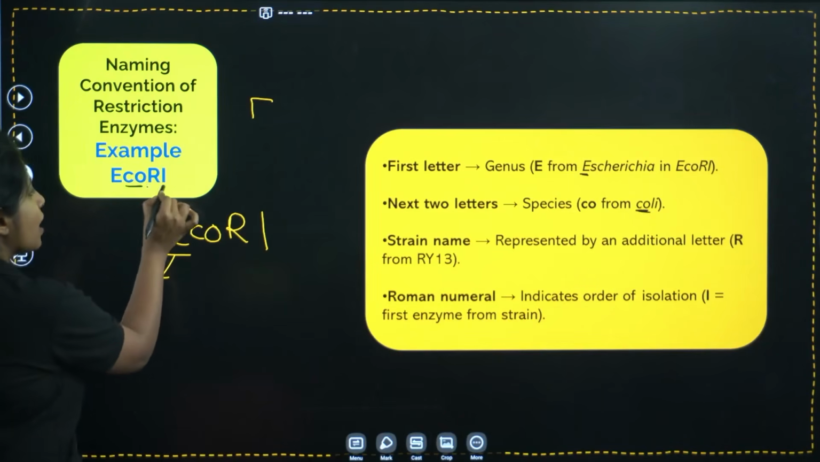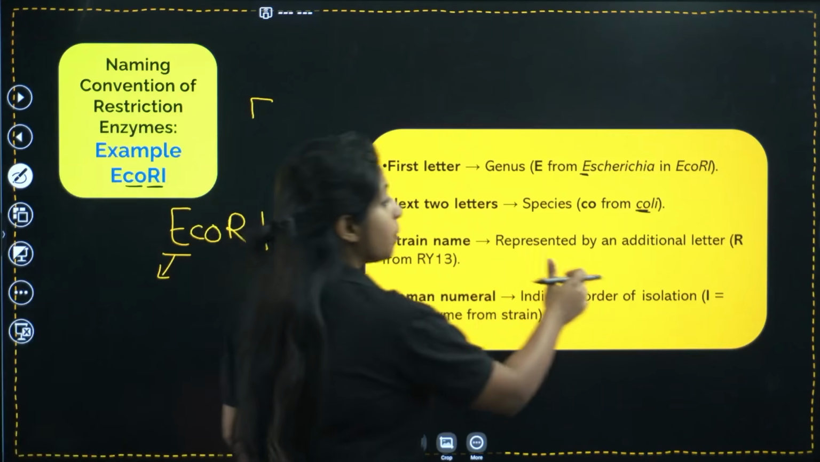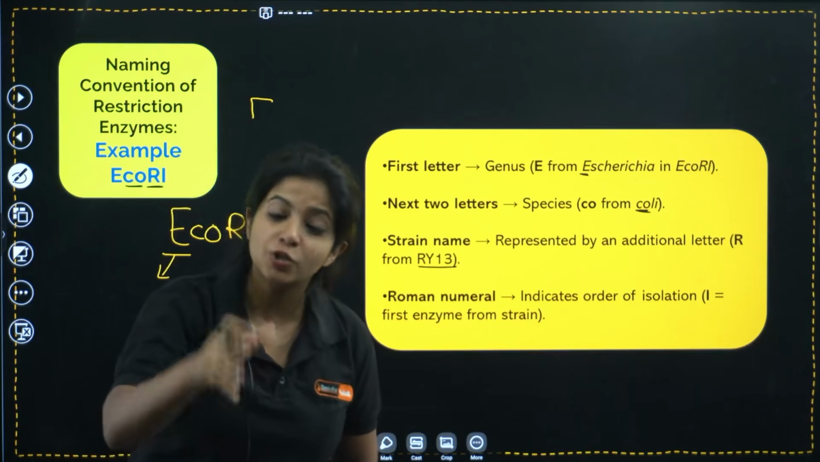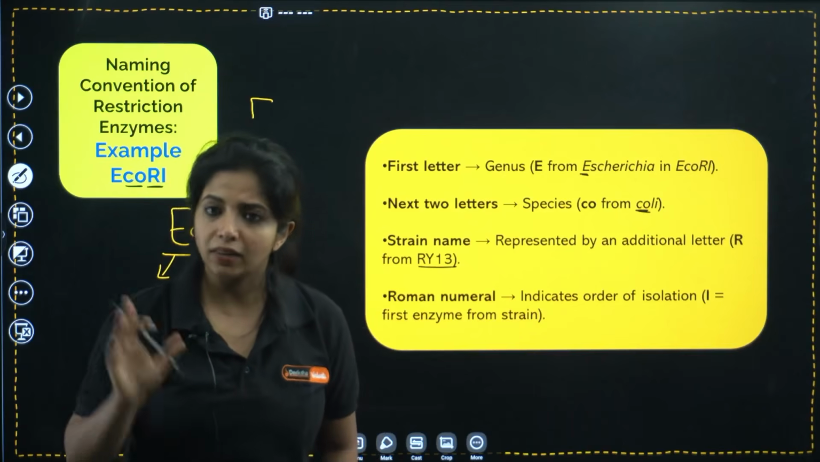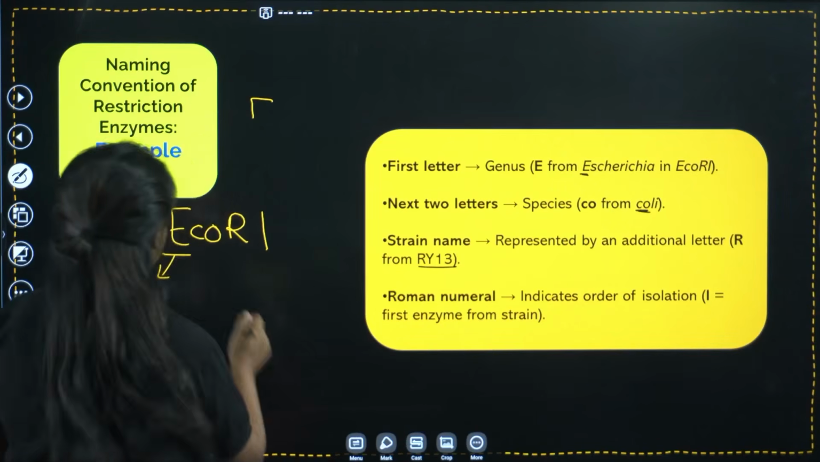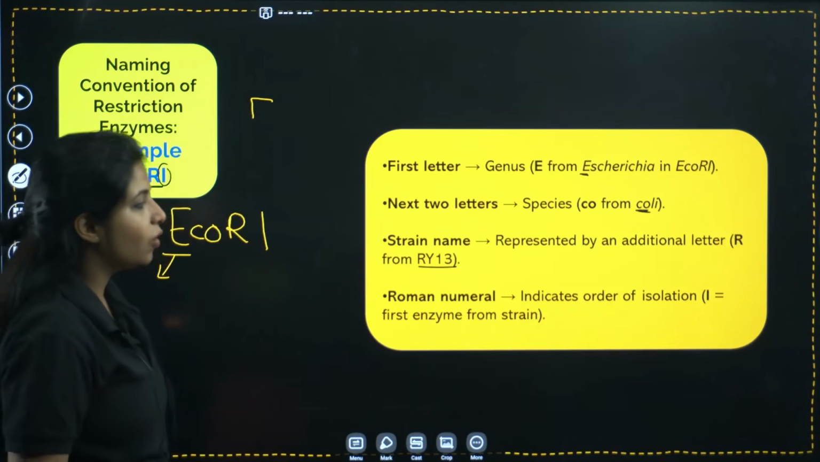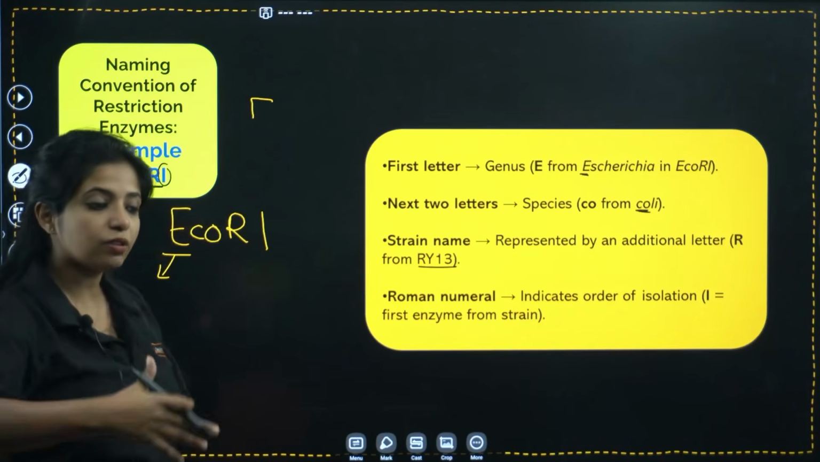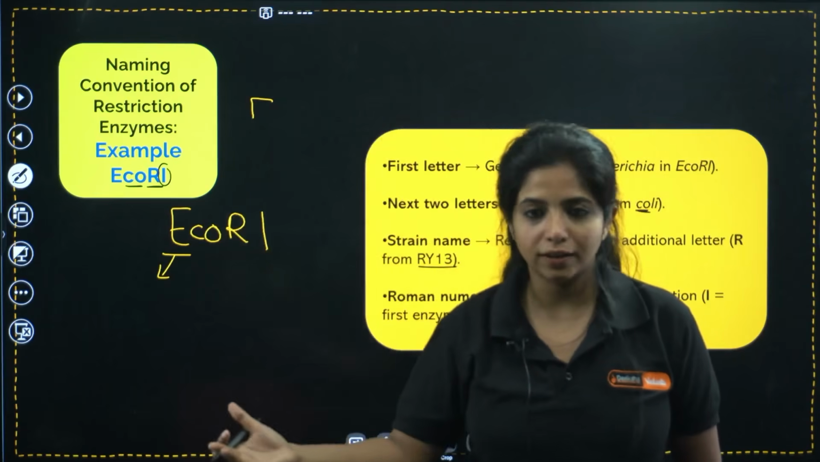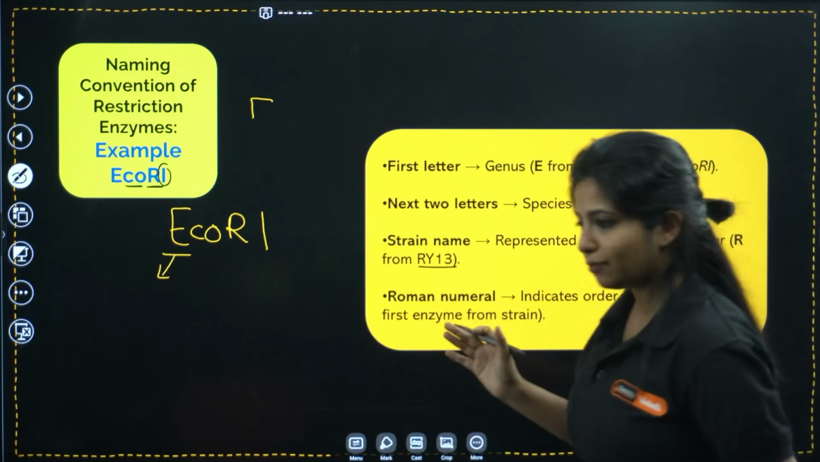Now coming to R. R is the strain name. There are different strains, so it is represented by an additional letter R, which comes from RY13. RY13 is the strain name of this particular bacteria. There are different strains, and depending upon it, you have different things. Now, what does the 1 stand for in EcoR1? The Roman numeral 1 stands for the order of isolation. It was the first one to be discovered, which is why it is known as EcoR1. So it indicates the order of isolation. First is the first enzyme from that particular strain which was isolated.